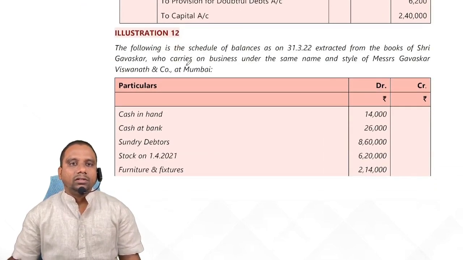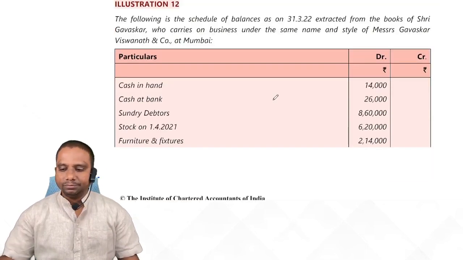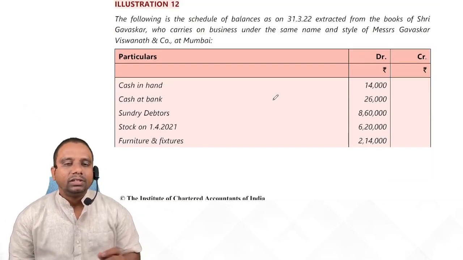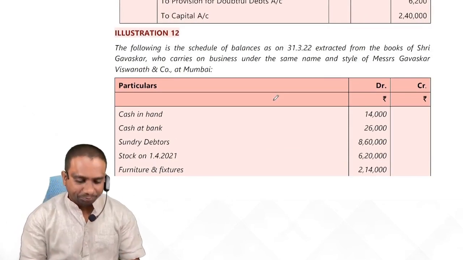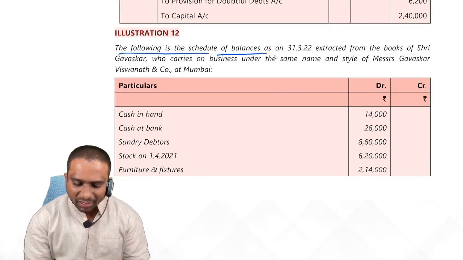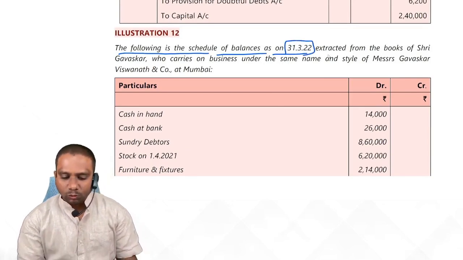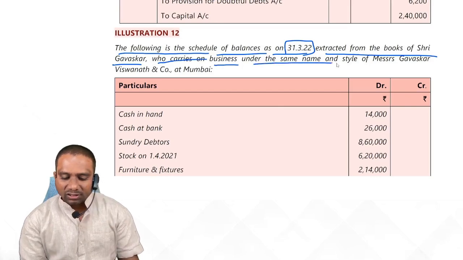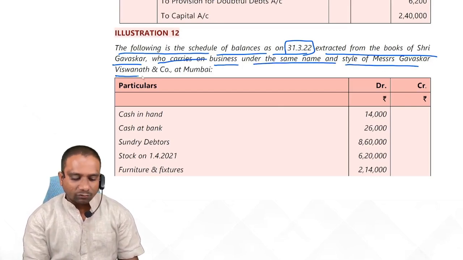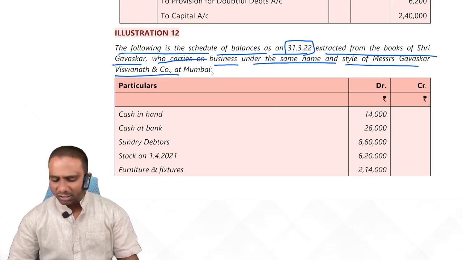Get illustration 12. Yes. Now question number 12. Look at question number 12. The following is the schedule of balances as on 31st March 2022 extracted from the books of Sri Gavaskar, who carries on business under the same name and style of Messrs. Gavaskar, Vishwanath and Co. at Mumbai. Okay, whatever it may be.